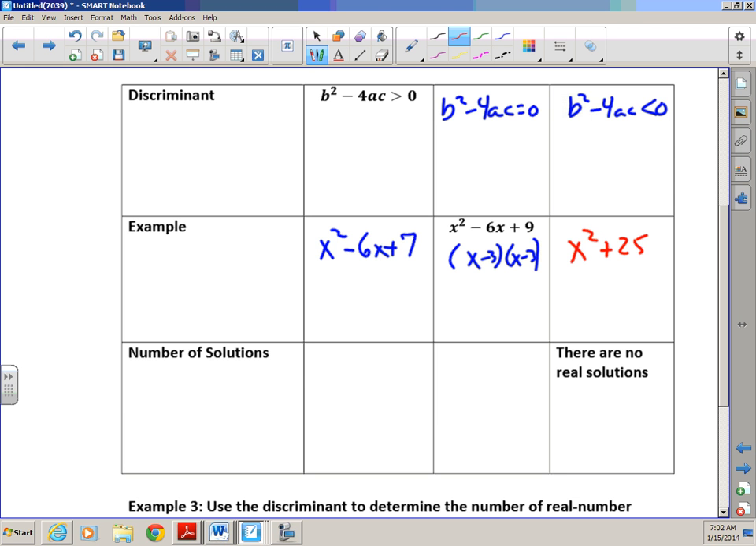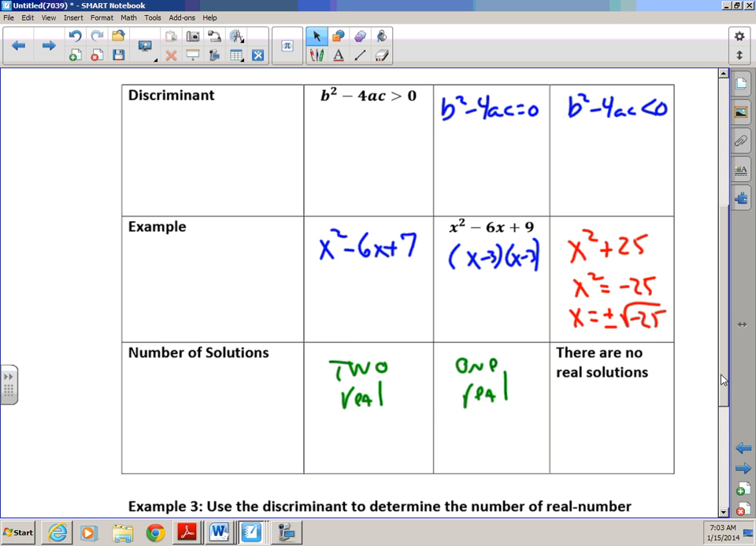And in this one, the reason it's less than 0 is what you're going to see is there's no solutions. Now, why are there no solutions? Well, if you solve this with the radical method, you'd get x squared equals negative 25, which means x equals plus or minus the square root of negative 25. There is no square root of negative 25 in the real number system. So, number of solutions: 2 real, 1 real.